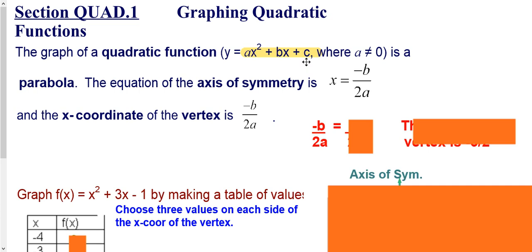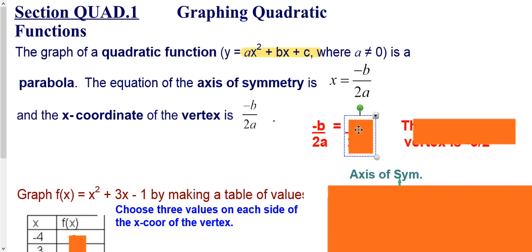Doesn't have to. We also have the axis of symmetry. The axis of symmetry is a vertical line that cuts your parabola in half so that each side of that vertical line are mirror images of each other. That axis of symmetry goes through the x-coordinate of the vertex.